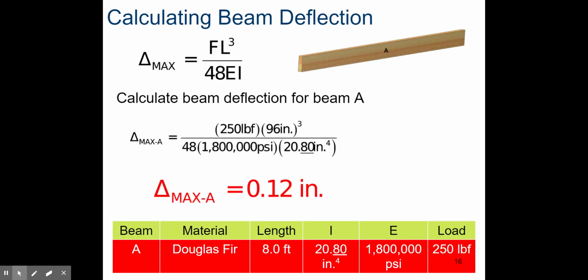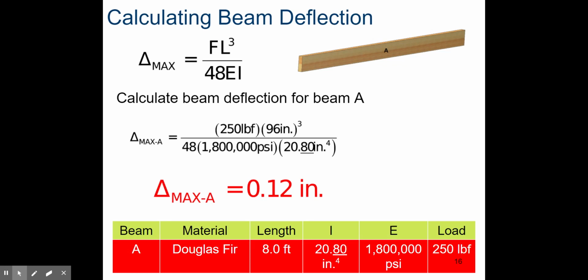So let's calculate the beam deflection. Force is 250 times L cubed, which is 96 inches cubed. Remember, length has to be in inches. If I is in inches, length has to be in inches. So you need to convert your length, which will usually be in feet, to inches, divided by 48 times E, which is 1.8 million pounds per square inch, times 20.8 inches to the fourth. Let's do the math, and we end up with 0.12 inches. So basically, our joist, which is our beam standing upright, is going to have a max deflection of 0.12 inches for the Douglas fir.